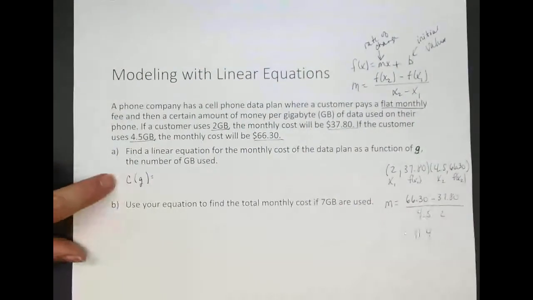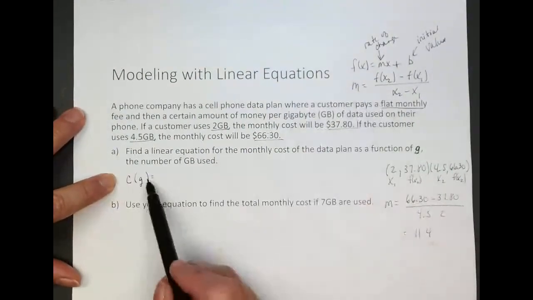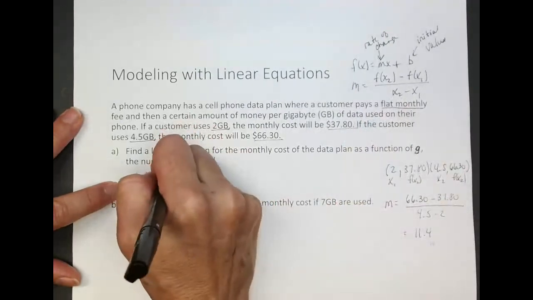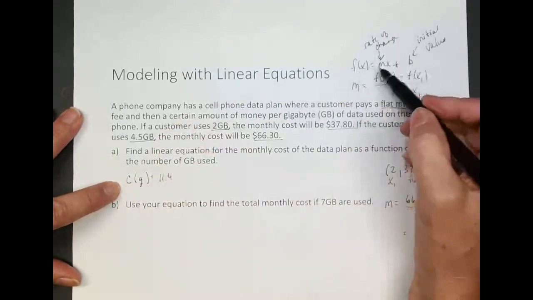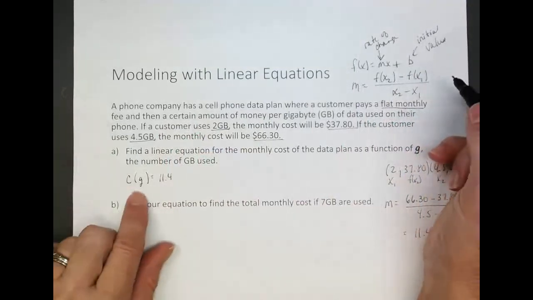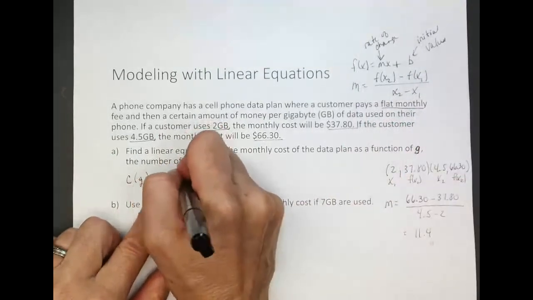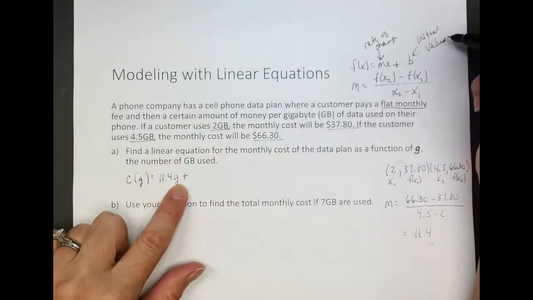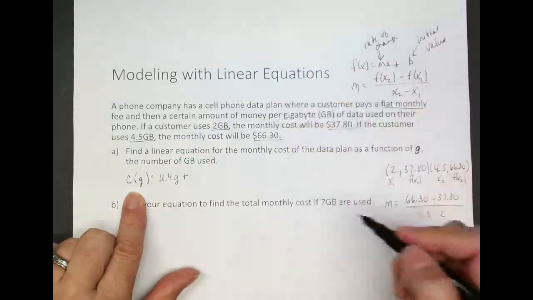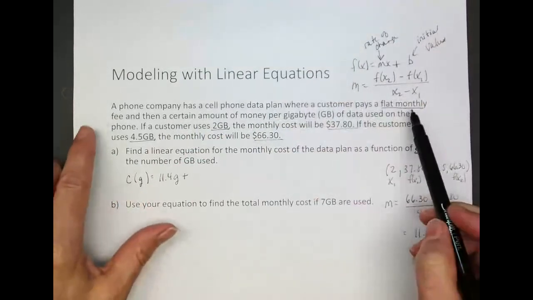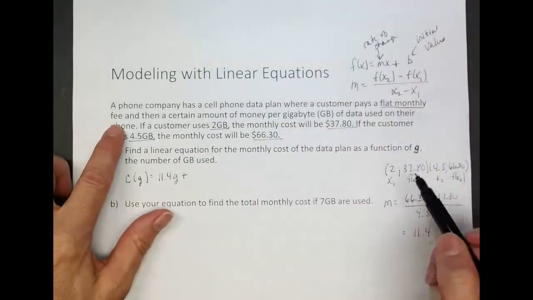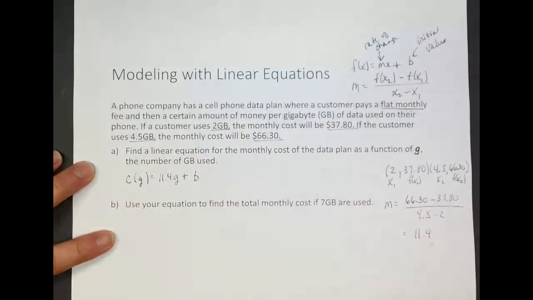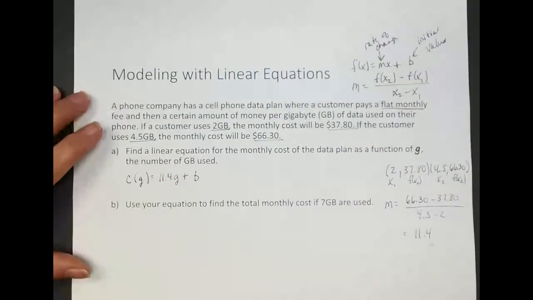All right, so I can start writing my model here, my function. I know my rate of change now. It's 11.4. So if f of x is mx plus b, C of g is going to be mg plus b. Well, do I know my initial value? That's going to be my initial value. Do I? Well, no, I don't, but I do know that there is one. It's a flat monthly fee. So we need to figure out what that initial value is.